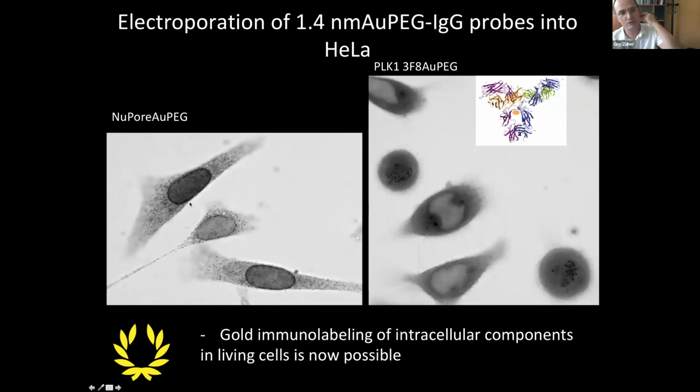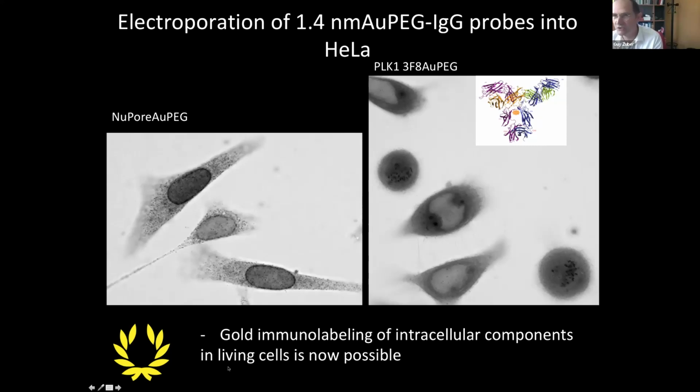label nuclear pore. And here we use an antibody that targets PLK1, and you can really follow the PLK1 during the mitosis. So this has been done on electroporated cells. All this immunostaining is done in living cells. So this shows that gold immunolabeling of intracellular compounds in living cells is now possible.